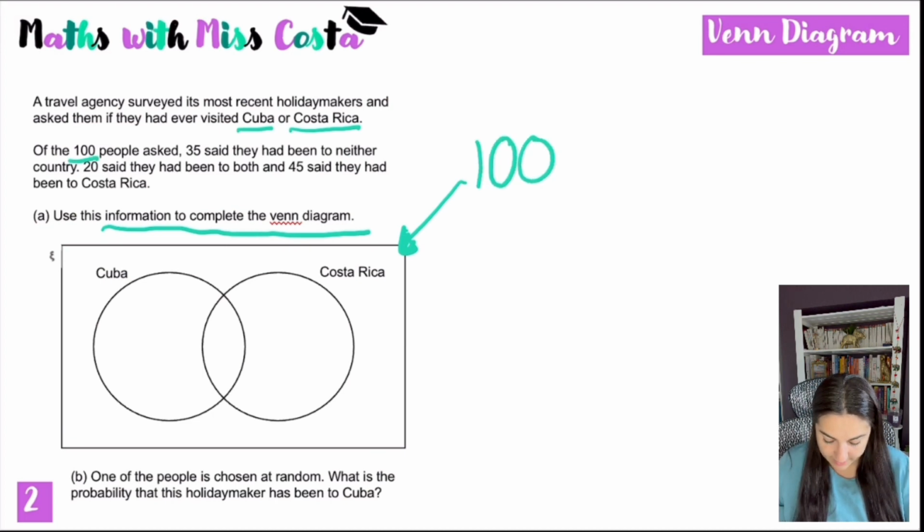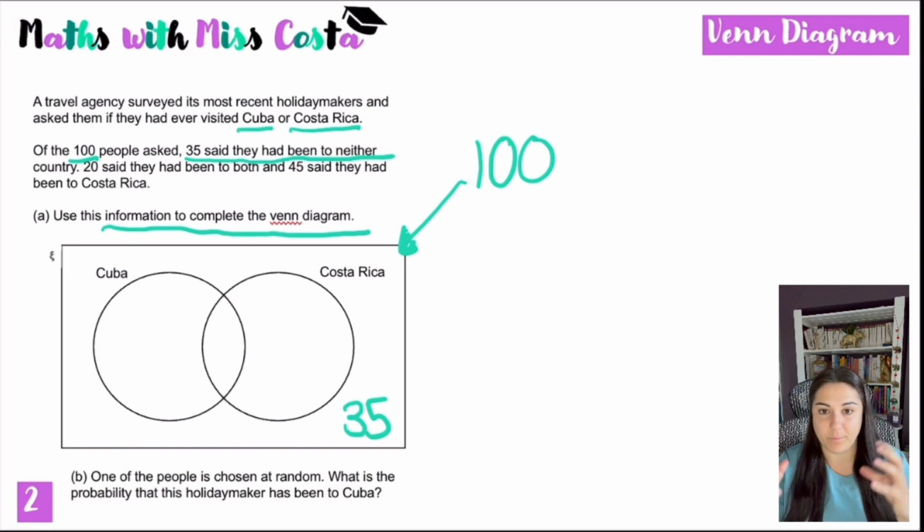So I know that everything inside the Venn diagram must total 100 because 100 people were asked. 35 said they had been to neither country. So they hadn't been to Cuba, they hadn't been to Costa Rica. Therefore, we put them on the outside because they haven't been to any country. They won't fit in either circle. 20 said they had been to both. So over here, this is the intersection. That is where I put information that is valid for both parts. So 20 people have been both to Cuba and Costa Rica.